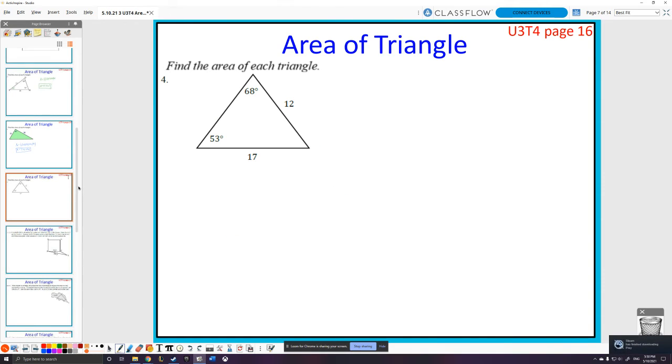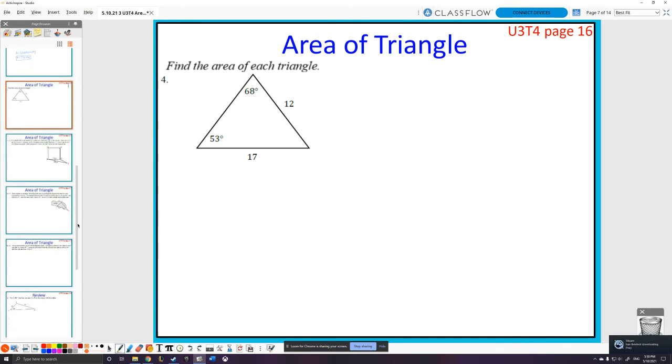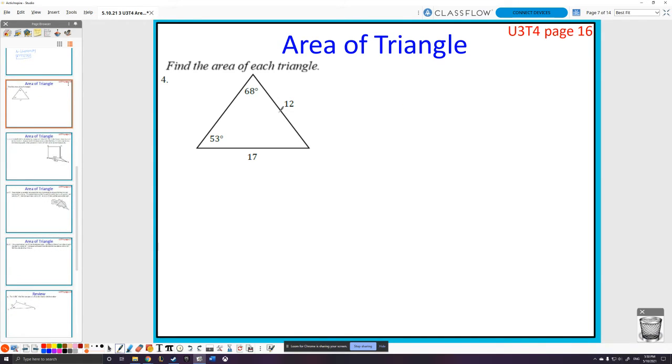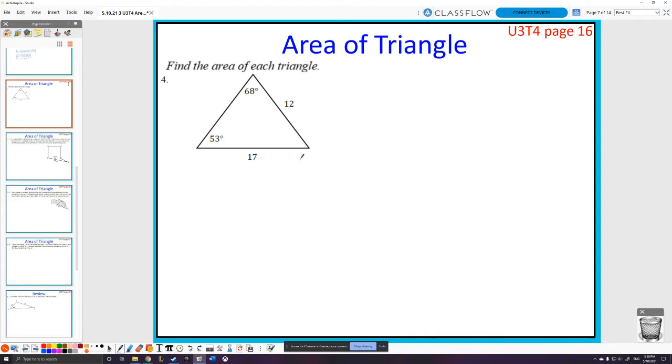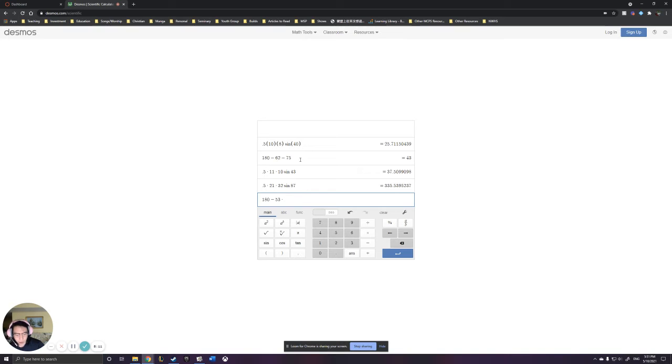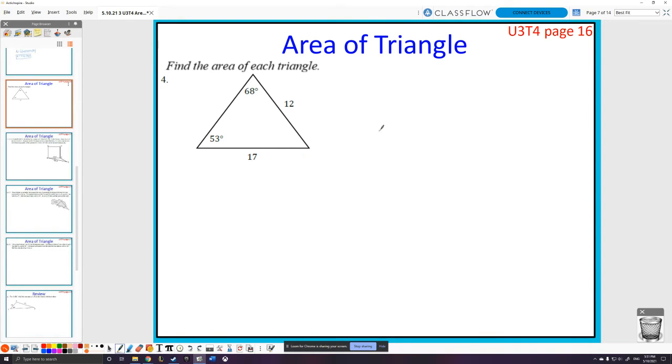All right, we'll just do a few more examples here just so you make sure that you get similar things that I get. Again, you want side, side, and the angle in between. In this case, I am missing the angle in between. So I think this is the hardest, quote unquote, part. We really need to be careful here. 180 minus 53 minus 68. Whoops. I get 59 degrees as the missing angle measurement. But after I do that, I have all the information that I need.